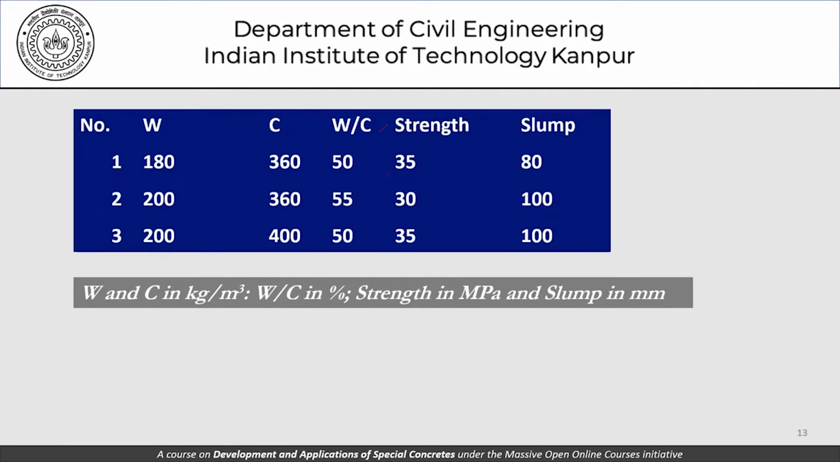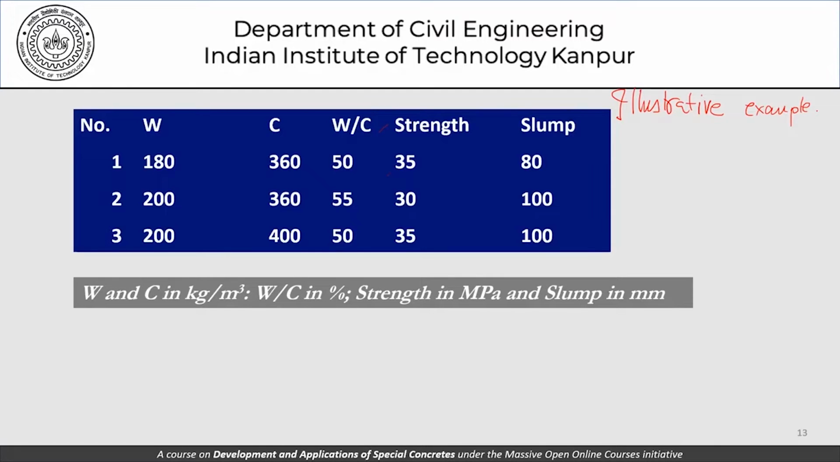Try to take a look at this slide here. 3 mixes: the water content, the cement content, the water cement ratio, the strength and the slump. This is given to you as an illustrative example. Do not try to read too much into the values given, only the principle involved. Water and cement are in kgs per cubic meter. Water cement ratio is in percentage, strength is in MPa, and slump is in mm.